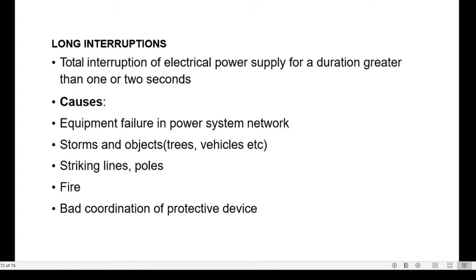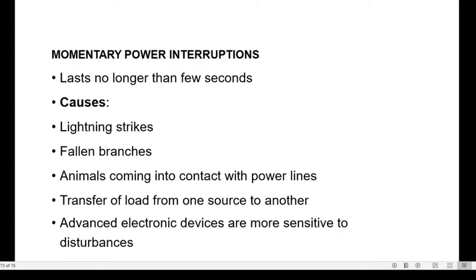Long interruptions are the total interruption of the electrical power supply for a duration greater than 1 or 2 seconds. So what are the causes? Equipment failure in the power system network, storms, objects falling off trees, vehicles colliding with poles, striking the lines, poles, fire, and bad coordination of the protective devices are certain causes behind long interruptions.